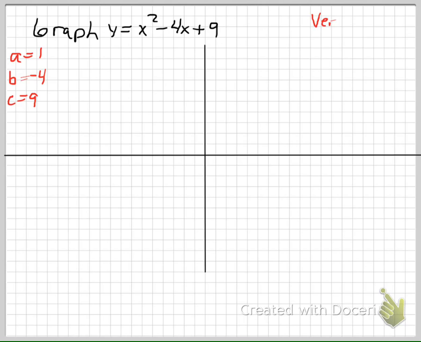Okay, the vertex of our parabola, we're going to do the opposite of b over 2a. What is the opposite of negative 4? It's 4. What is 2 times our A? 2. And what is 4 divided by 2? 2. So the x-coordinate of our vertex is 2.